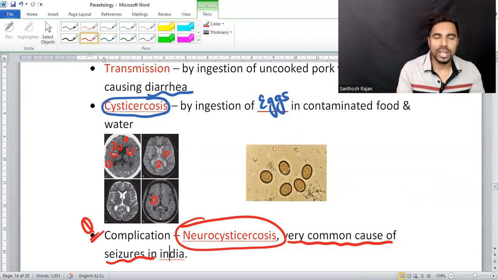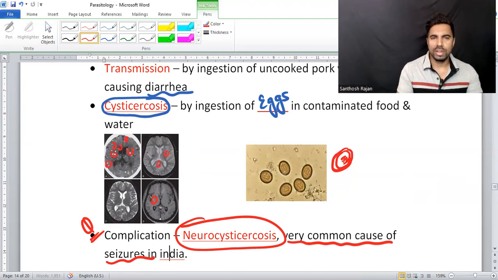And this is what the typical egg looks like. Eggs are almost the same here. They usually have an egg with three pairs of hooklets, this egg and embryo. The eggshell, embryo, etc. So this is the typical hooklets, pair of hooklets and polar filament, all those things will be there. So this is the egg of the taenia. It looks like this.